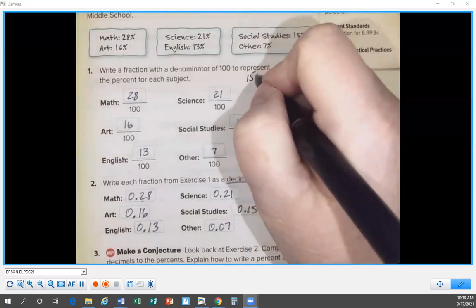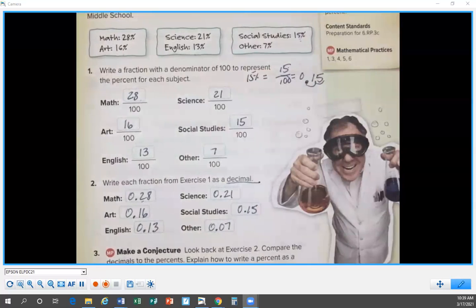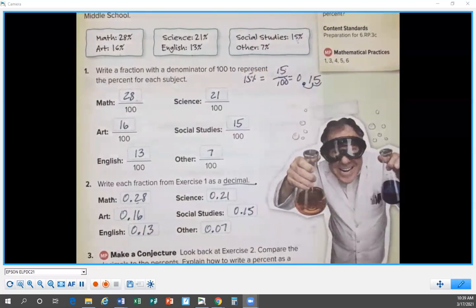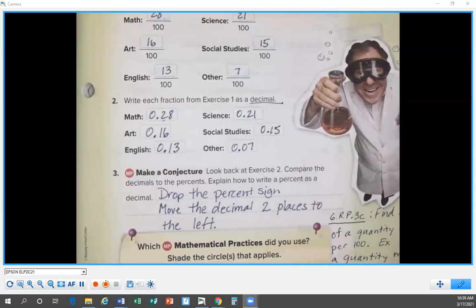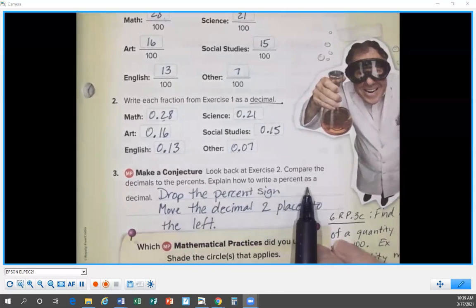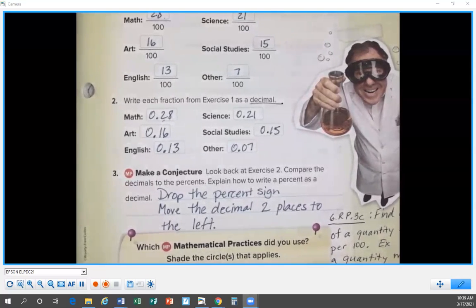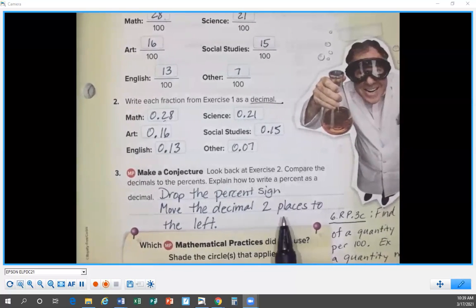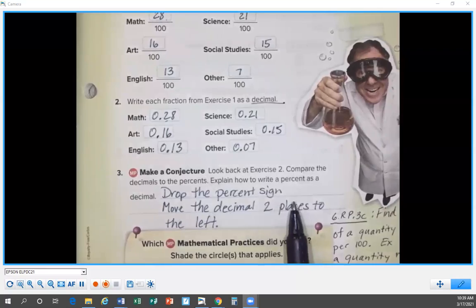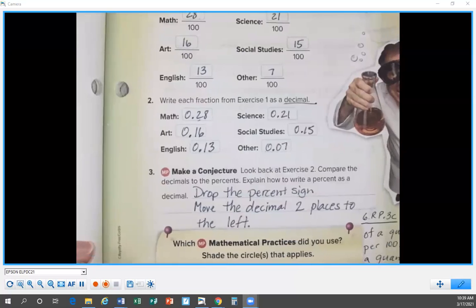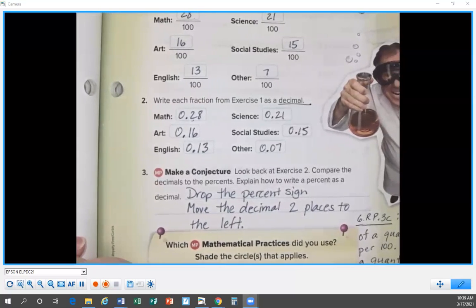So 15% is equivalent to 15 over 100 is equivalent to 0.15, 15 hundredths. So again, to write a percent as a decimal, we drop the percent sign, which means per 100, which means divide by 100. And then we have to actually do that. We can't just get rid of the percent sign and not change anything else. To do that easily, we just take our decimal, which is currently here, and move it 2 places to the left. Okay, let's turn to page 110.